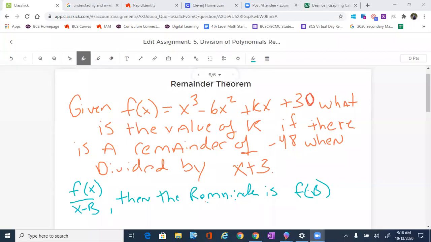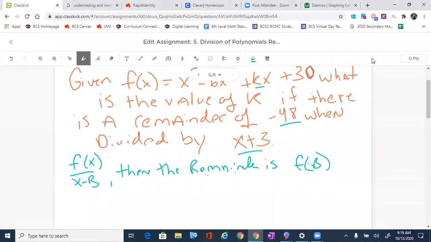All right, guys, we're going to use the remainder theorem in order to find a missing part of a polynomial given a linear binomial dividing into it, and then there being a remainder. Okay, so it says given f of x with that long polynomial, what is the value of k if there's a remainder of -48 when divided by x plus 3?